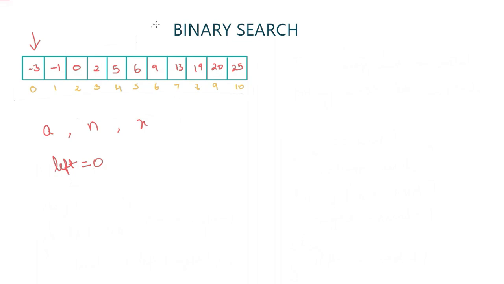And we will have another variable called right, which will be the rightmost index in the current search array, which will be 10. So in this case, right will be equal to n minus 1. So basically left and right will denote the current search space where we will be searching for our element x, and initially it will be the entire array.